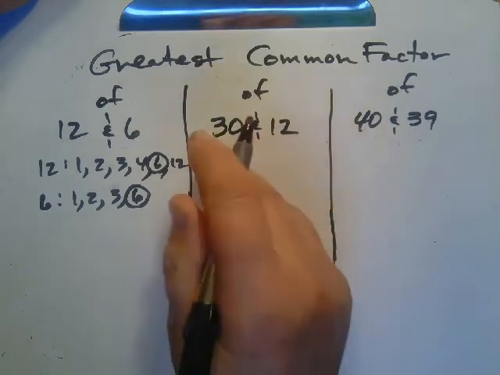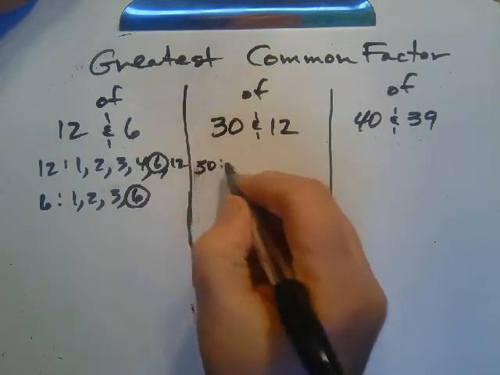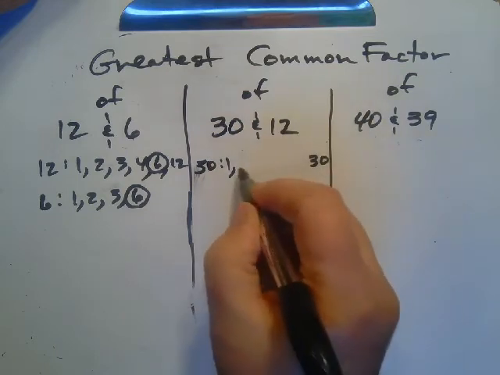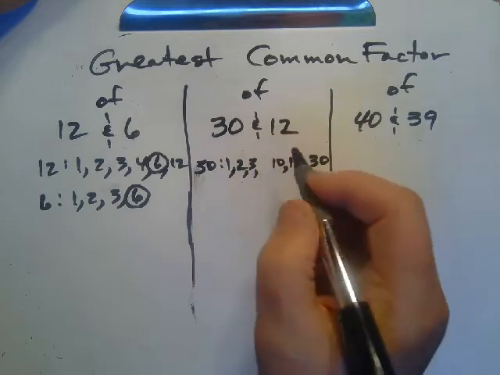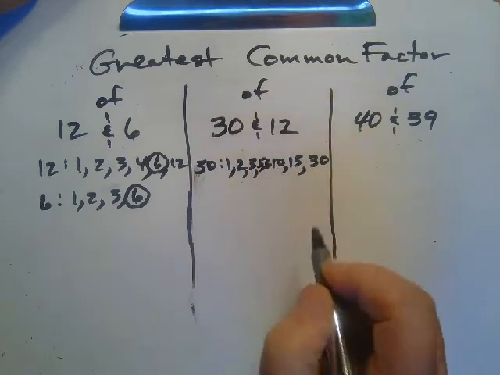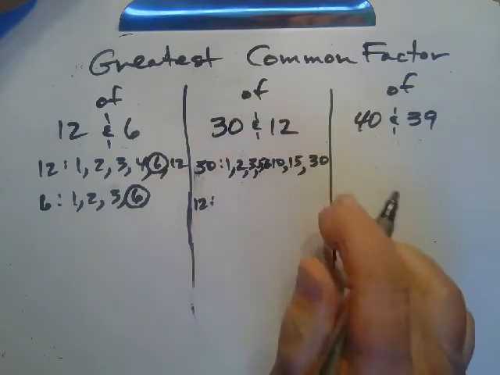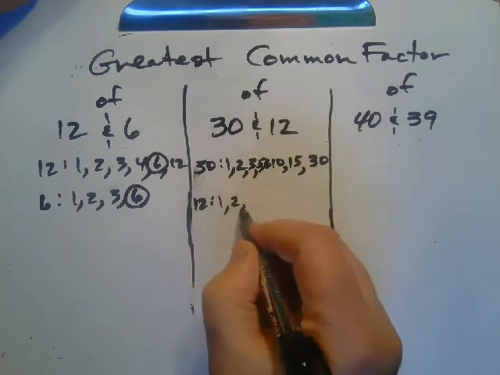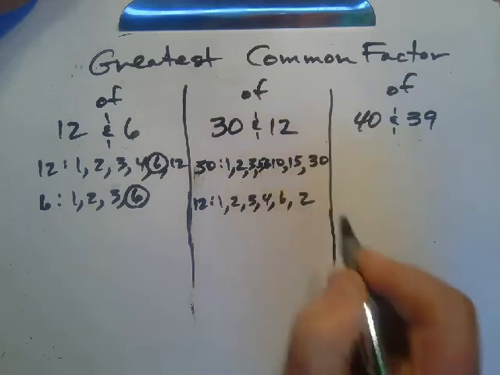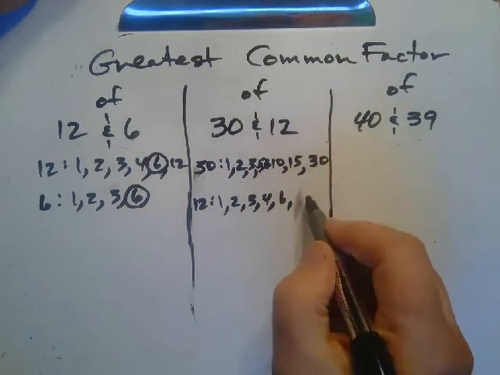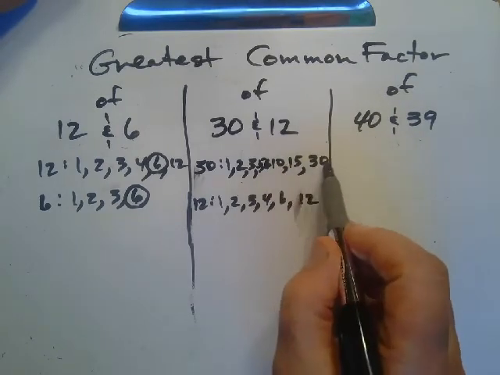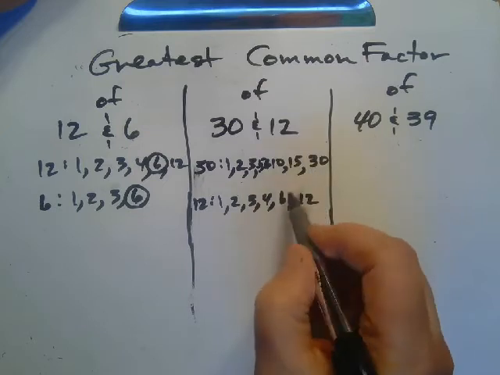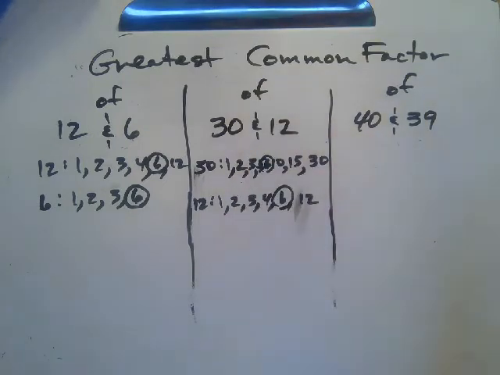So let's list these again here for 30. 1 goes in 30 times, 2 goes in 15, 3 goes in 10, 4 doesn't go in, but 5 goes in 6. I'm out of room there. 12, let's see, 1, 2, 3, 4, 6, and 12. We want to find the greatest one. Again, it looks like the biggest one that's in common here would have to be 6. Now, sometimes you could just tell by looking at it, and that's good.